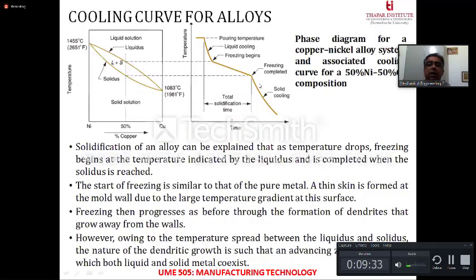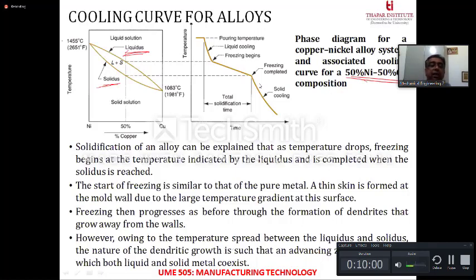Now, in the cooling curve of an alloy, there is something different that you observe. In a pure metal, there is only one temperature, but in an alloy, there are two temperatures: a liquidus temperature and a solidus temperature. So there are two temperatures that you see over here. I have taken an example of 50% nickel and 50% copper composition.